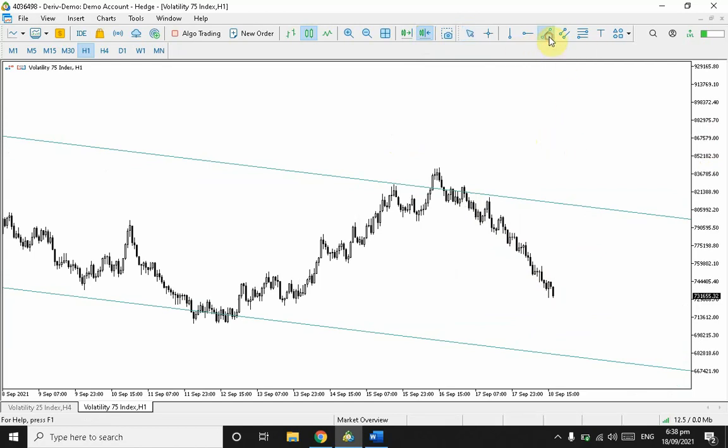You look for an opportunity to get the market at this point, at this support level, and you take a buy to the upside of the channel. This is the opportunity we'll be looking for in this market. This is what I mean. This is what you'll be looking out for.